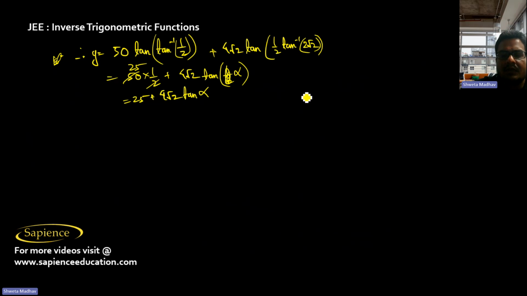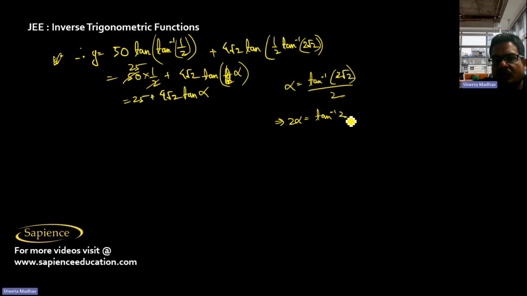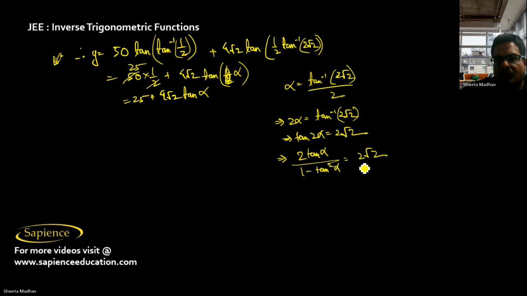So now here alpha is half of tan inverse of 2 root 2. So therefore 2 alpha is tan inverse of 2 root 2. So tan 2 alpha is 2 root 2. Now tan 2 alpha is 2 tan alpha by 1 minus tan square alpha, which is equal to 2 root 2. So 2 I can cancel, so then tan alpha will be equal to root 2 minus root 2 tan square alpha.